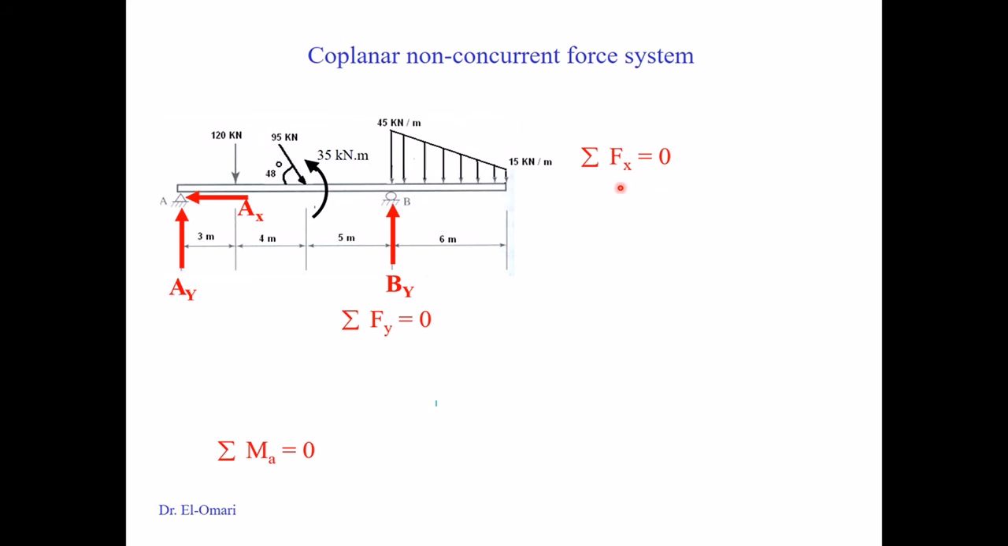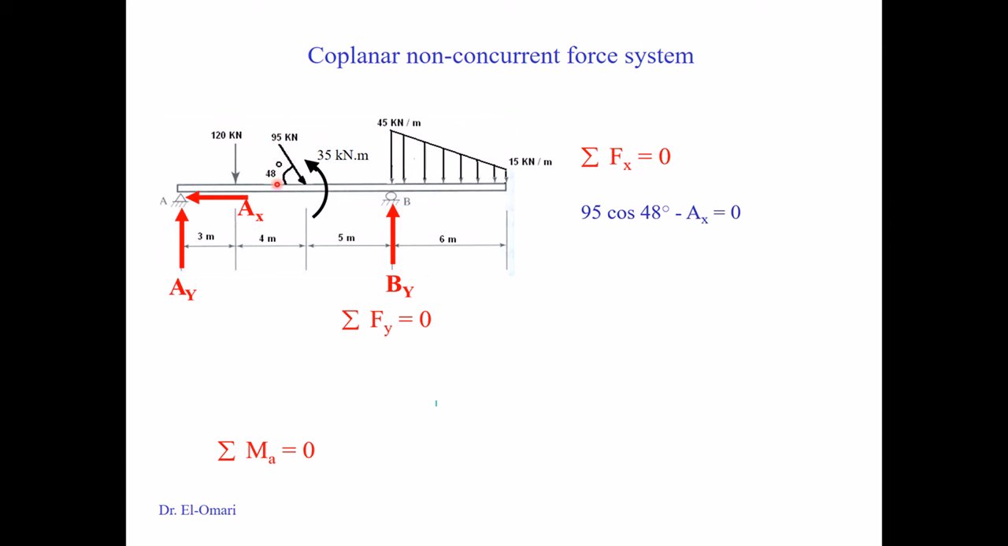Now, for the sum of the forces parallel to the x-axis, we just add all forces that are parallel to the x-axis. We pick going to the right as the positive direction of the equations. Followed by that, just write the equation of equilibrium. Here, if you look at all forces, the only forces parallel to the x-axis are the x component of that 95 kilonewton and the Ax. Ax is moving towards the negative side of the x-axis.